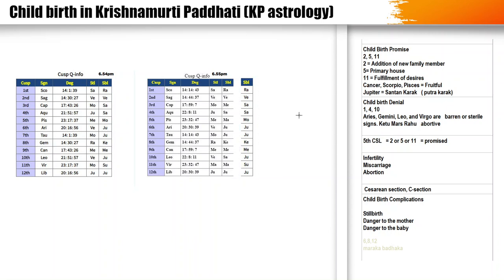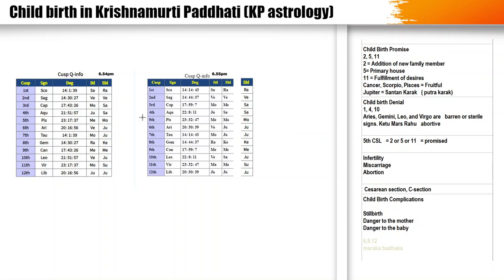And when I usually talk about the reliability of the cuspal sublord, I usually mean the birth horoscope, not the horary. In the horary horoscope, you should make use of the cuspal sublord. Always make use of the cuspal sublord in the horary, Krishnamurti horary. But in the birth chart, you can see what kind of issue this creates.